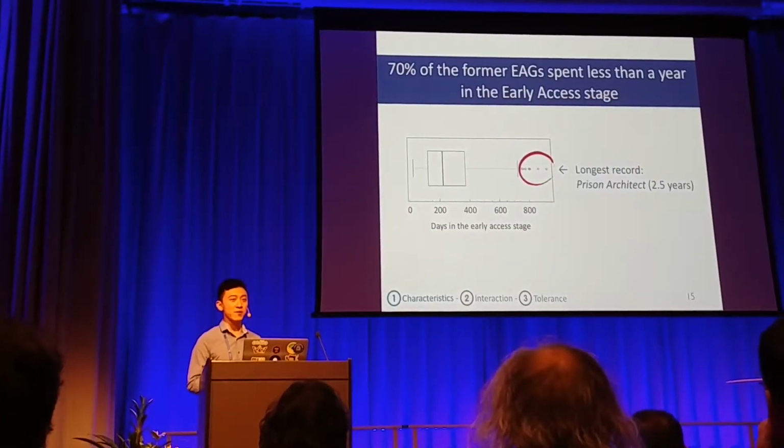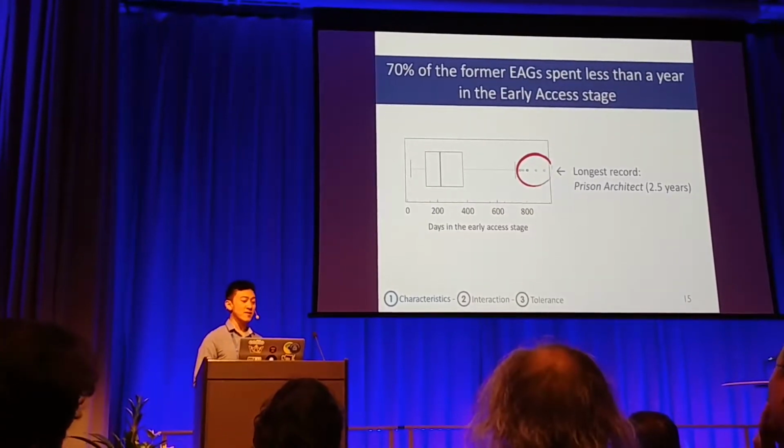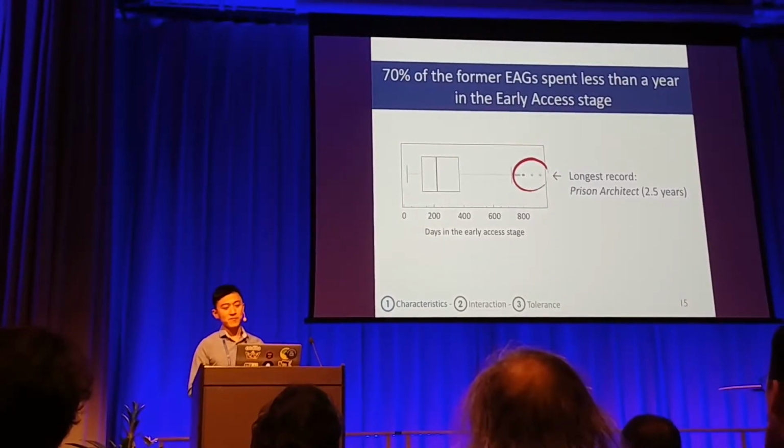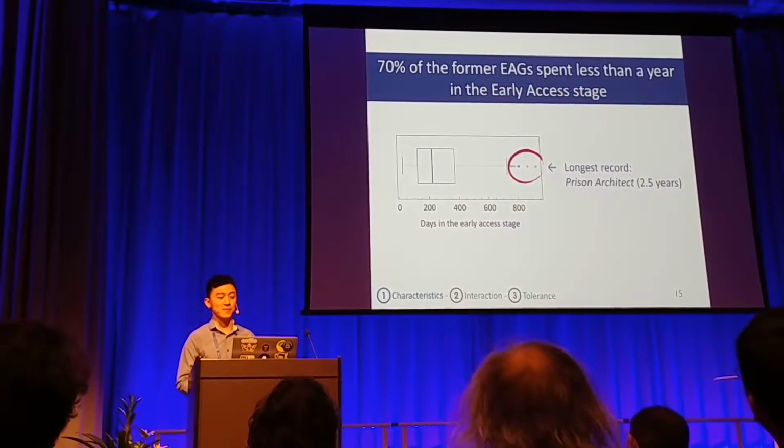When we look at the typical length to develop an early access game, games usually spend less than a year in the early access stage. And the longest record is kept by the game Prison Architect, which spent 2.5 years in the early access stage.